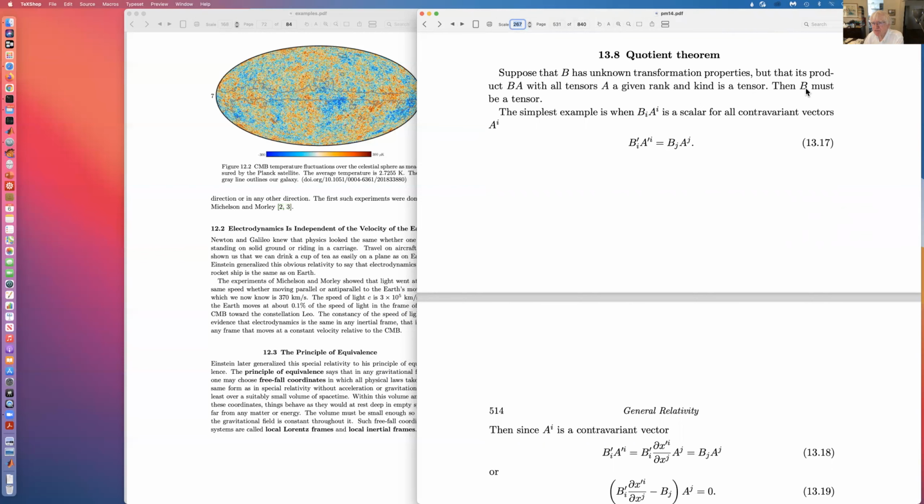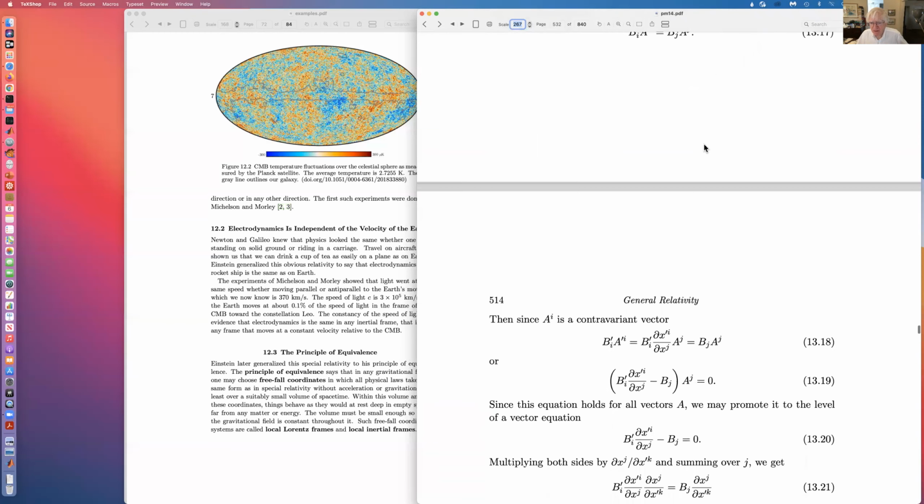Then what we find is that B must also be a tensor. Now remember, a tensor is something that transforms nicely under general coordinate transformations. That is, it transforms according to those partial derivatives that we saw for contravariant and covariant vectors. So the simplest example is if B_I A^I is a scalar for all contravariant vectors A^I. Okay, so we have this expression.